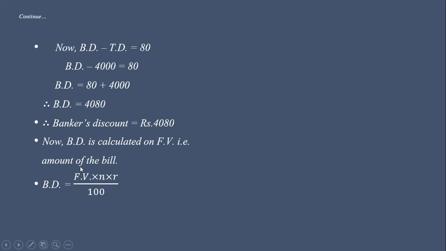Face value, that is the amount of the bill, we want to find. N is equal to the period, which is given, R is also given. So we substitute these values here and find FV. So 4080 is equal to FV into 6 upon 12 into 4 upon 100.